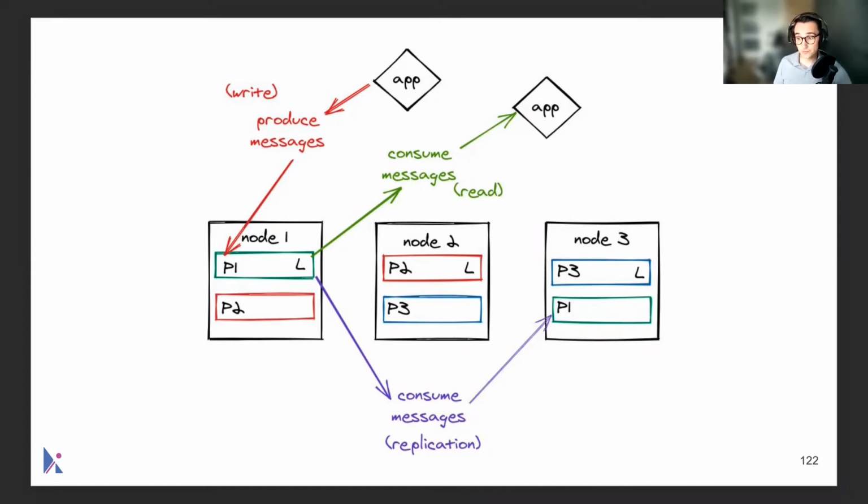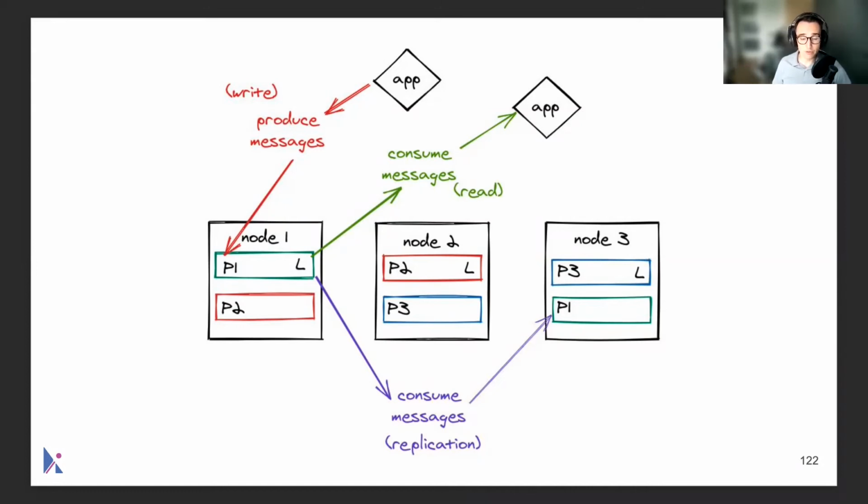However, and this could be quite surprising for some of you if you are using Kafka, the reads also come from the leader. So the leader has to handle both the writes and the reads. So what about the rest of the replicas that we have?